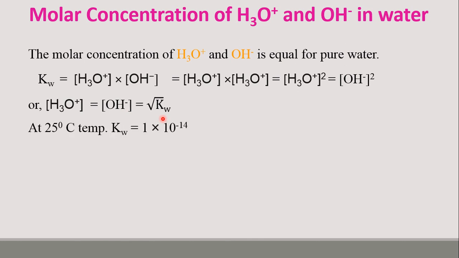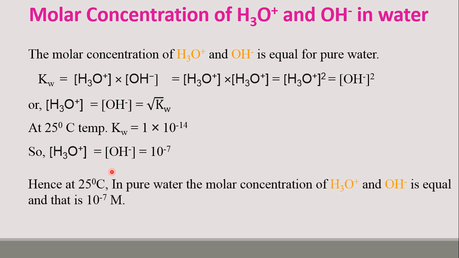We know at 25 degrees Celsius temperature, Kw equals 1 times 10 to the power minus 14. So, after putting the value of Kw, we get concentration of hydronium ion equal to concentration of hydroxyl ion equal to 10 to the power minus 7. This is for pure water, that means for neutral water. Hence, at 25 degrees Celsius, in pure water, the molar concentration of hydronium ion and hydroxyl ion is equal, and that is 10 to the power minus 7 molar.